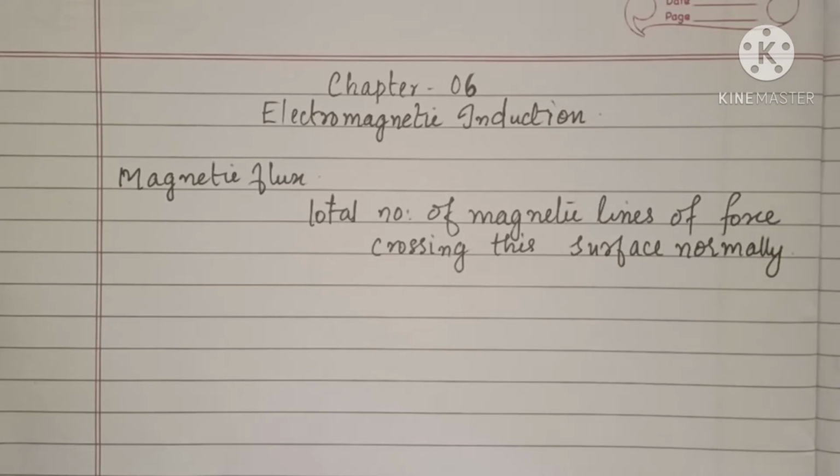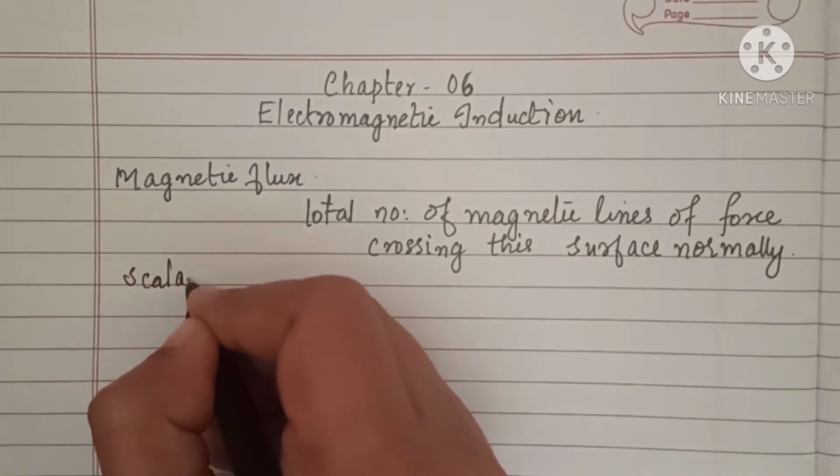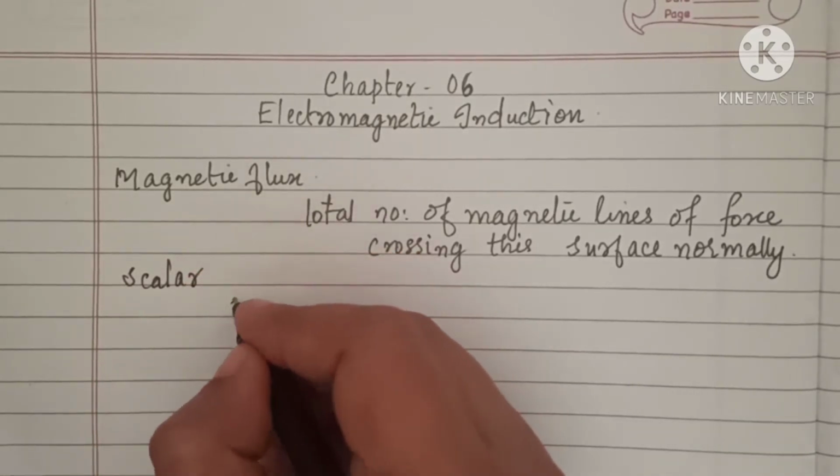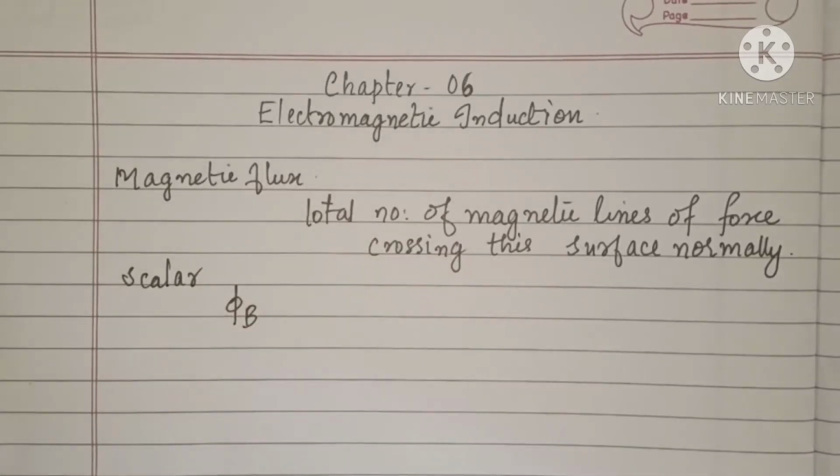Understood? When you are placing a particular conductor or something in the region of a magnetic field. Now, magnetic flux is a scalar quantity. It can be denoted as phi, or phi b. In the first lesson you have written it as phi e. Here it is phi b. Magnetic flux is a scalar quantity.